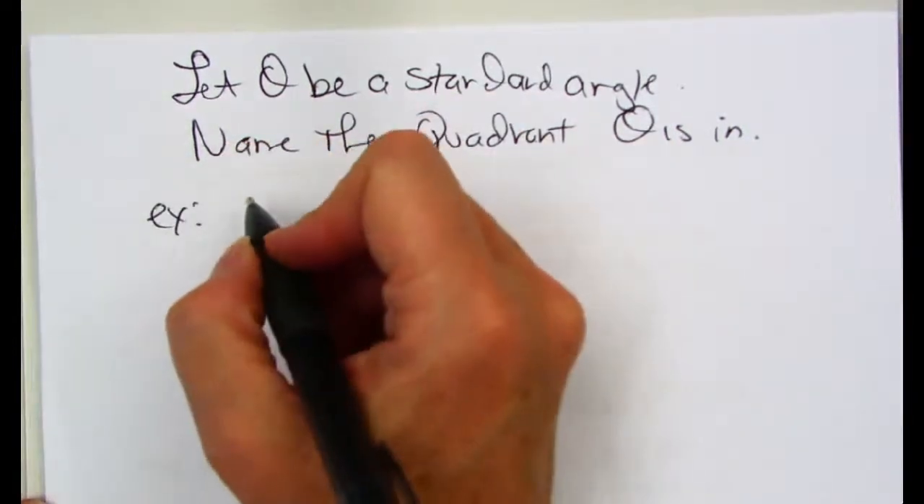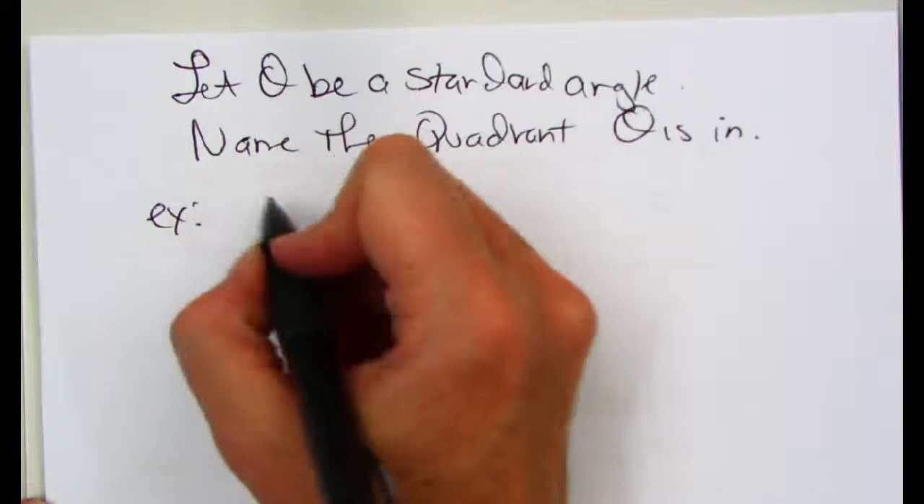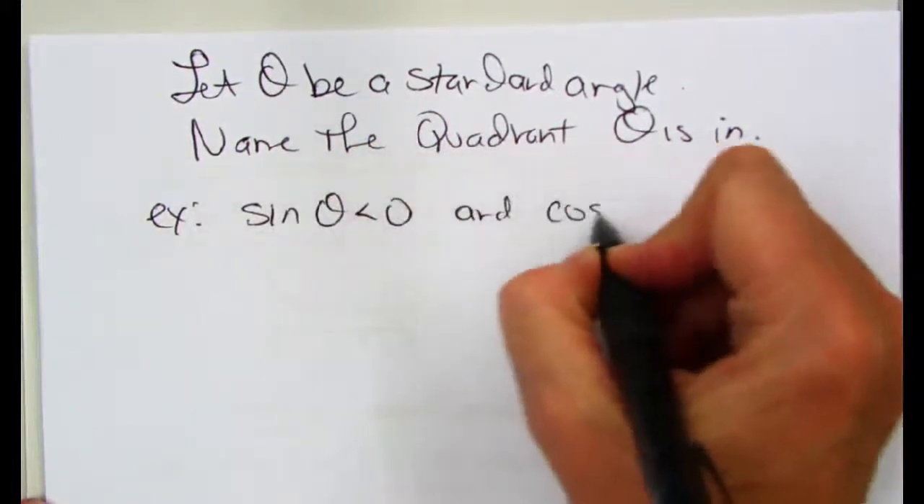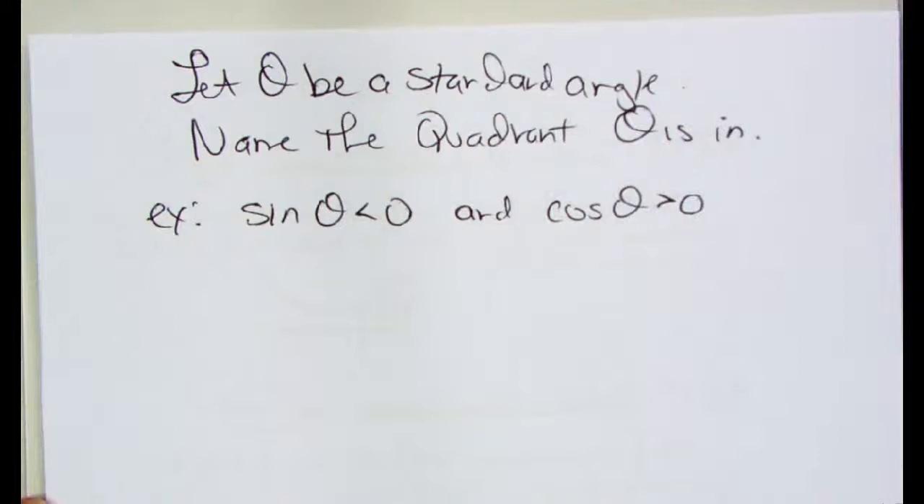I'm going to give you 2 clues. See if you can figure it out. This terminal side, wherever it is, once I find it and make my reference triangle, then cosine for it is positive. So in which quadrant, which reference triangle, is it a first, a second, a third, or a fourth, is sine negative and cosine positive?